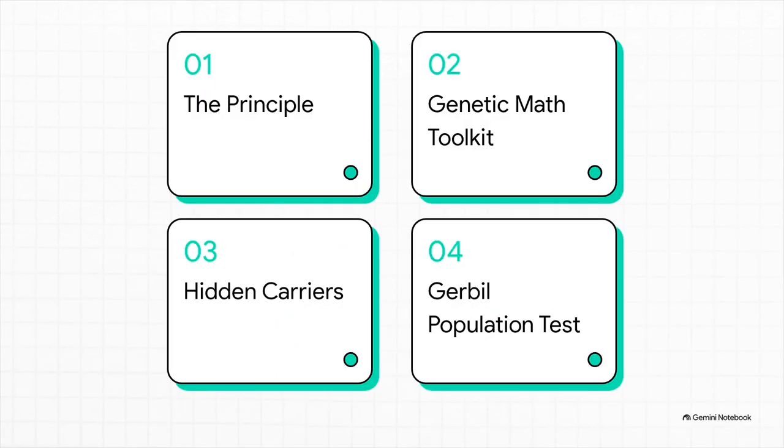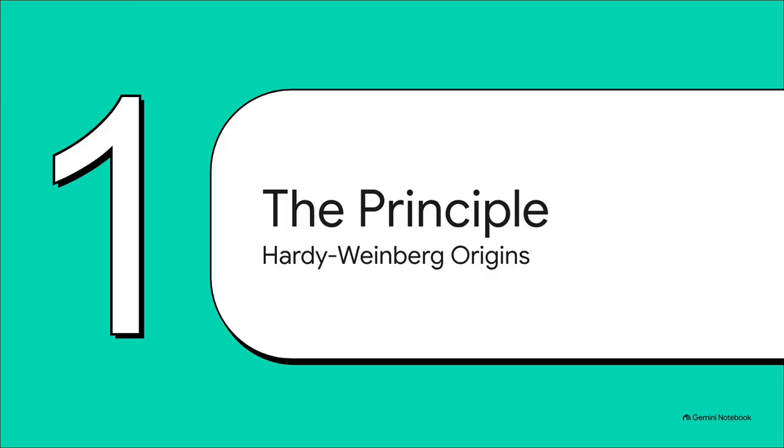Here's the roadmap for our genetic detective story today. We'll start with the Hardy-Weinberg principle itself, then open up the genetic math toolkit, use it to spot hidden carriers, and finally run a real-world gerbil population test. Starting off with part 1, the Hardy-Weinberg principle.